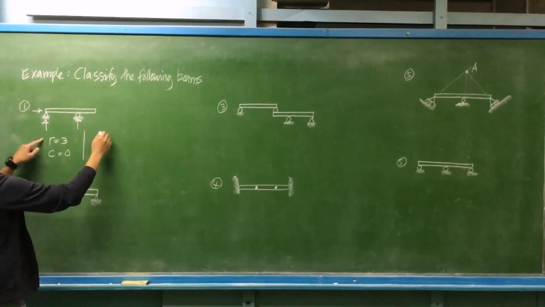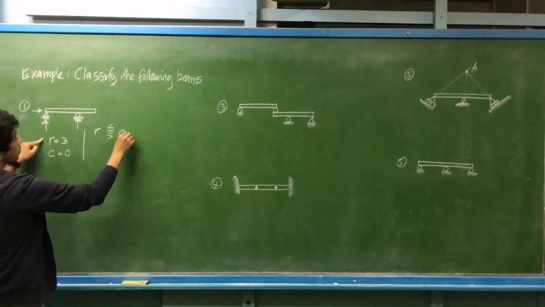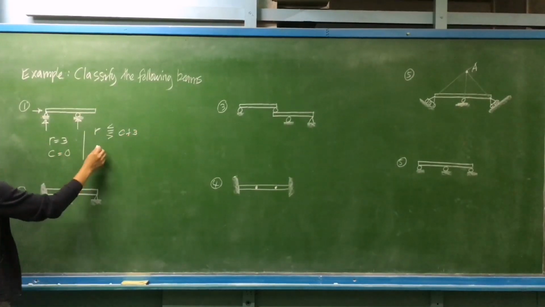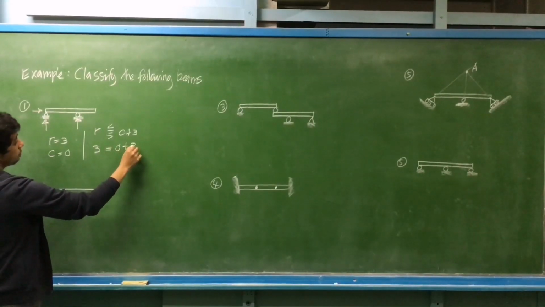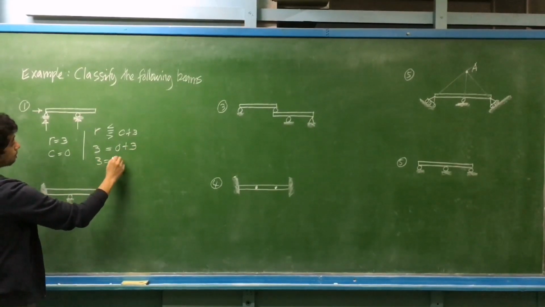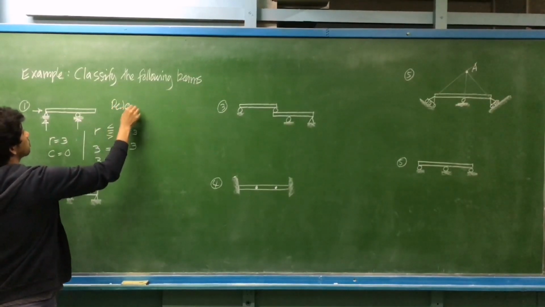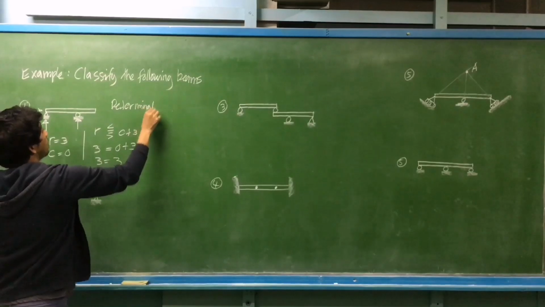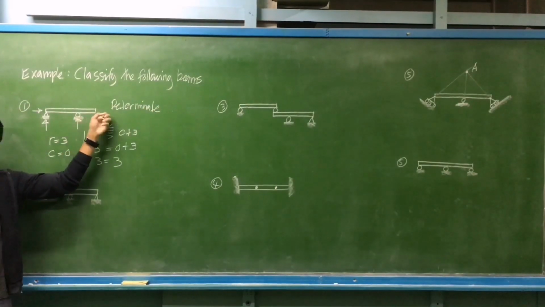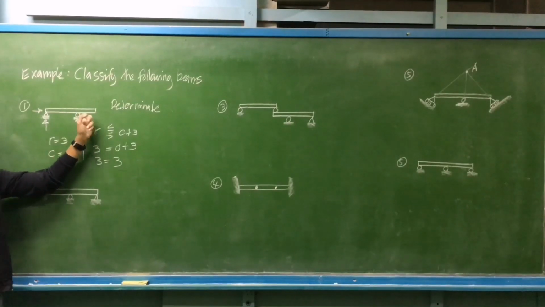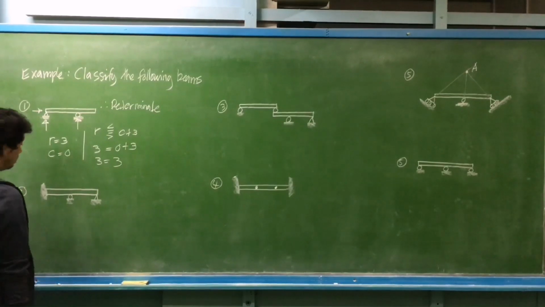So obviously, if you are to follow the equation, is R less than, equal to, or greater than C plus 3? The number of reactions is 3. We have C equal to 0. I think this is equal to C plus 3. So you have 3 equal to 3. So this is considered to be a determinate beam. Usually when we say determinate beam or simple beam, you have 1 hinge support and 1 roller support. Therefore, it is a determinate beam.